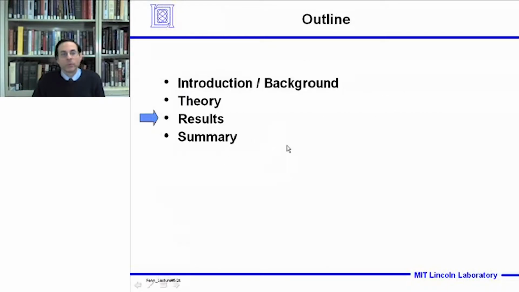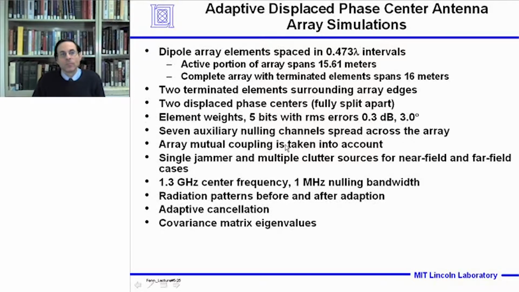So let's show some results. We're going to simulate a large adaptive displaced phase center antenna. We're going to analyze a dipole array with mutual coupling. The elements are spaced in 0.473 wavelength intervals. The active portion of this large array spans 15.61 meters. And the complete array with terminated elements, there are two elements on either side of the long linear array, spans 16 meters.